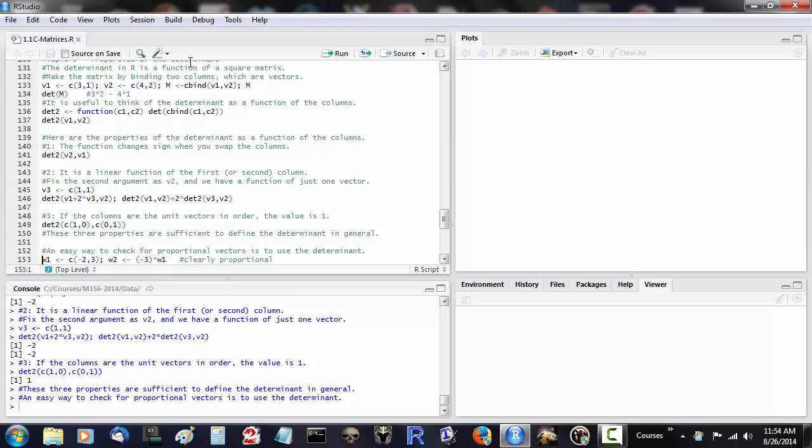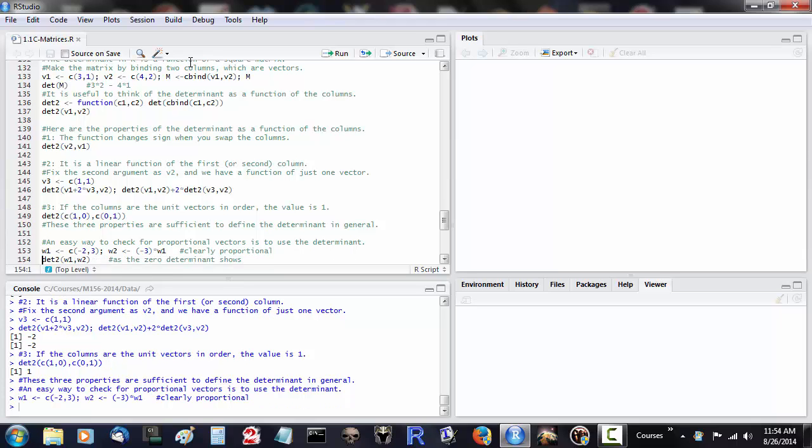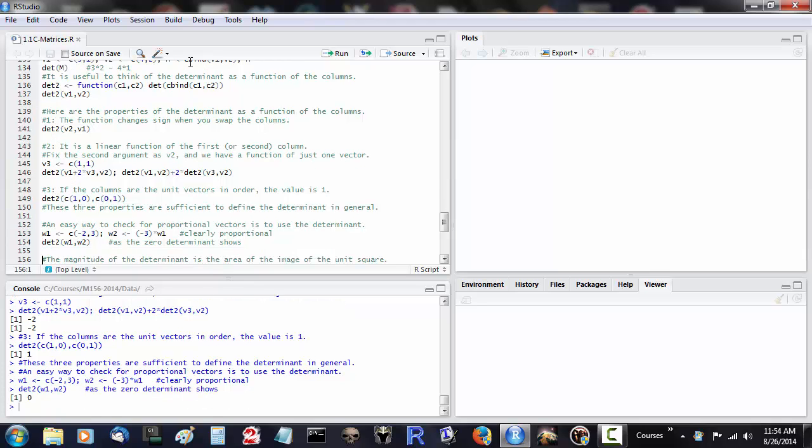Sometimes you want to know whether 2 vectors are proportional. Because the determinant of a matrix with 2 proportional columns is always 0, an easy way to check for 2 vectors being proportional, or to use a fancier term, linearly dependent, is just to evaluate the determinant function on those 2 columns.